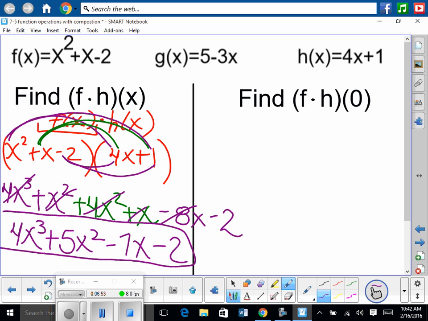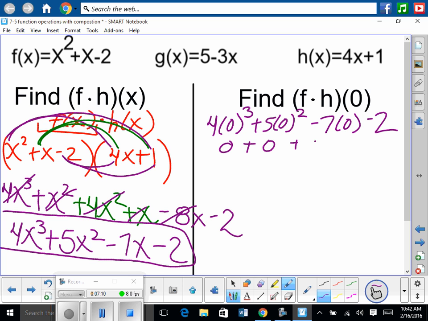Okay. So now it says find f times h of 0. Are we just plugging in 0 or is there an x? So we have 4 times 0 cubed plus 5 times 0 squared minus 7 times 0, and then we had a minus 2. So isn't this going to be 0 plus 0 plus 0 minus 2? So that's just negative 2. However, if you did type in that full thing to your calculator, you'd get the same answer. Okay? All right, next one.